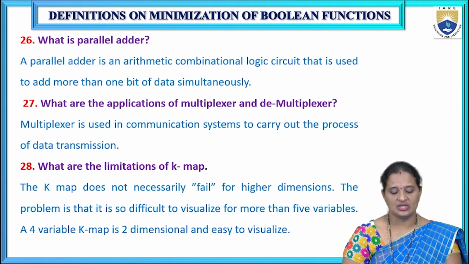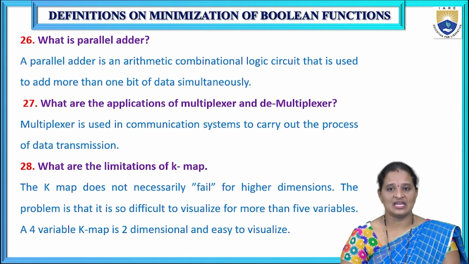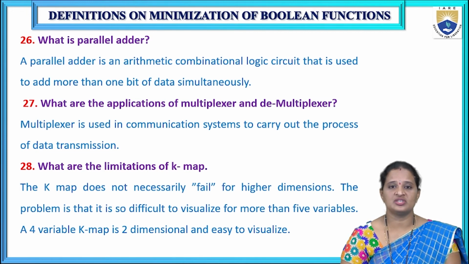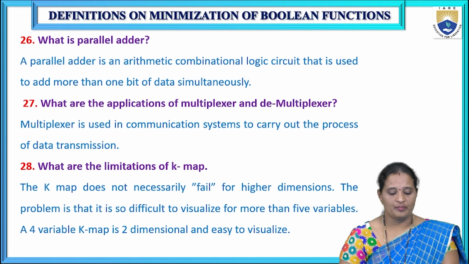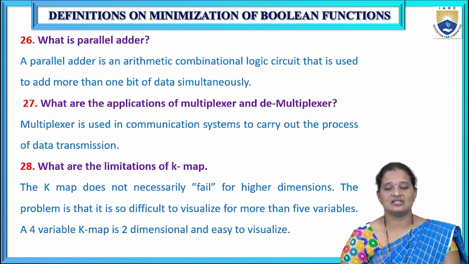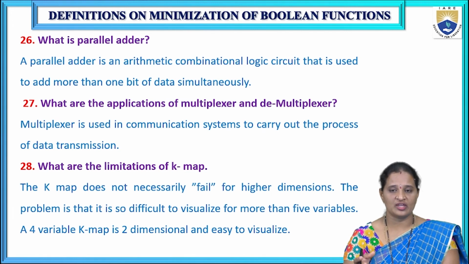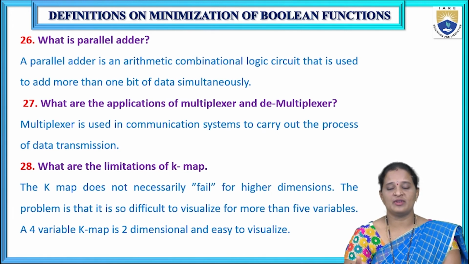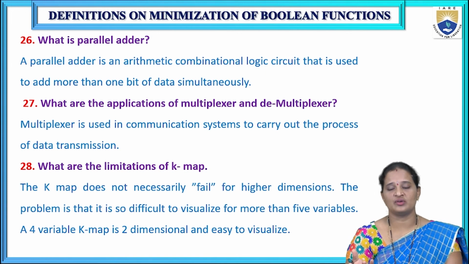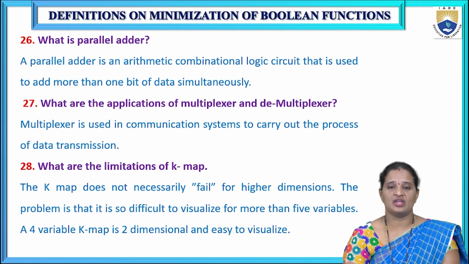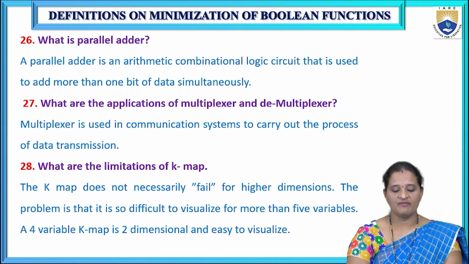What are the limitations? The K-map is not necessarily used for simplifying Boolean functions which have more than 6 bits each. Why? Because it becomes complicated to form the groups of adjacent cells. We can even feel difficulty with the 6 variable K-map. So, up to 5 variables we can easily simplify the Boolean function. That is why we are not using this K-map for larger Boolean functions which have more than 5 variables. So, that is the limitation of this K-map.